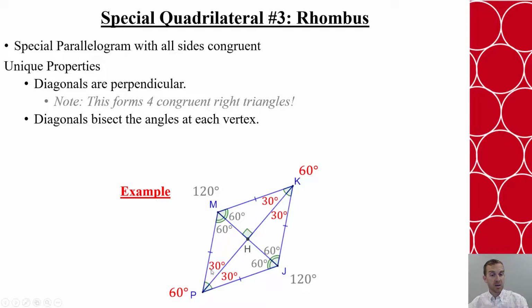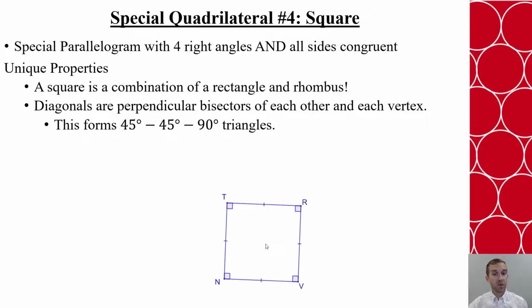And what we recognize here is the thing about the individual triangles: 30 plus 60 plus 90 is 180 degrees. So each of these triangles adds up to 180 degrees, which also verifies that all these relationships have to be true. Now the fourth special quadrilateral is the square.